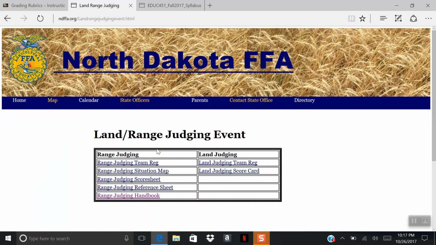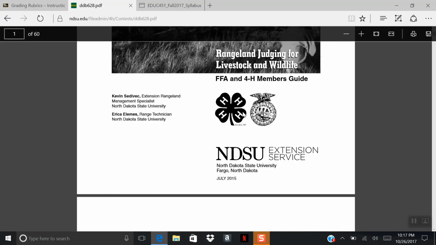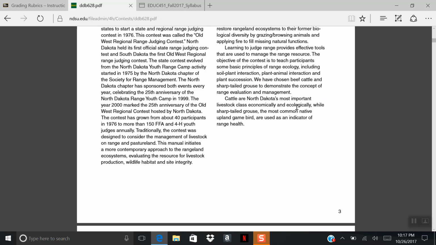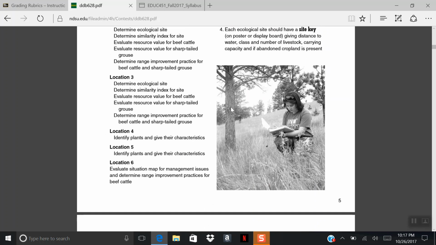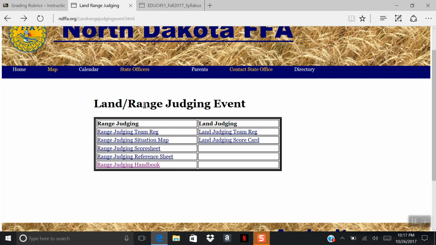Another good one that a lot of people don't know about is range judging. Well, let's take a look at the range judging handbook here. You want to know what it is? This will give you a detailed look at what range judging is all about. So that one's kind of cool.